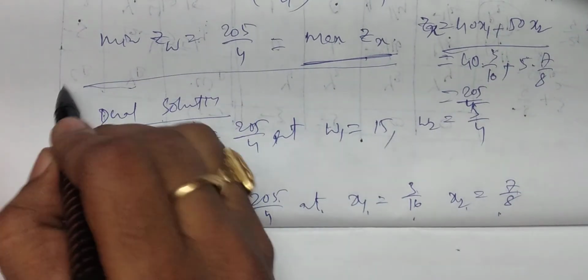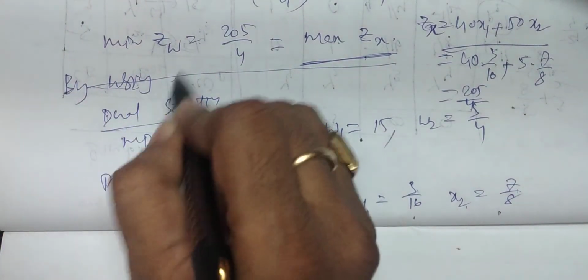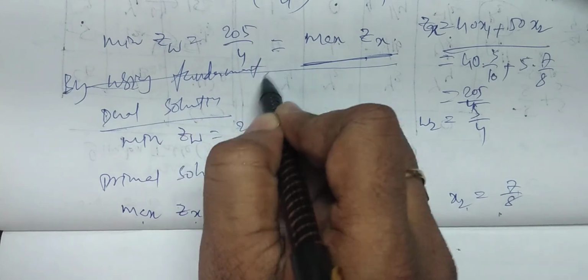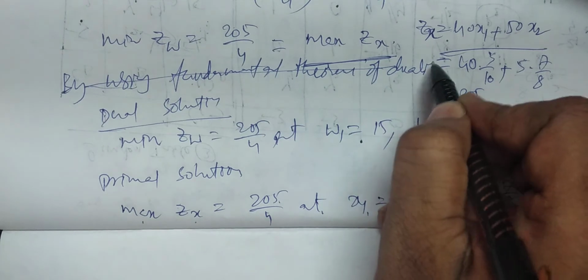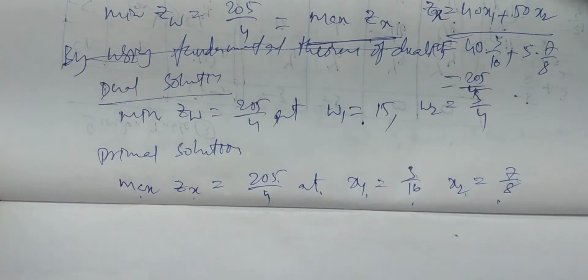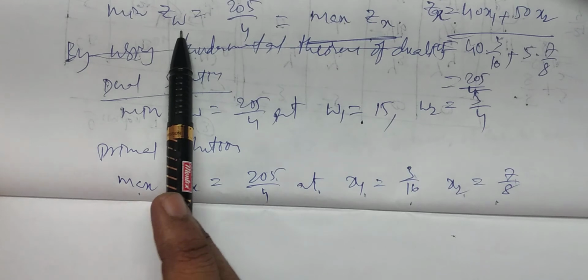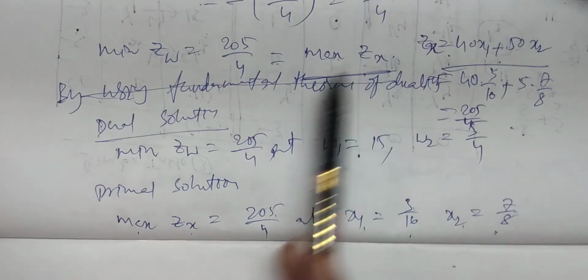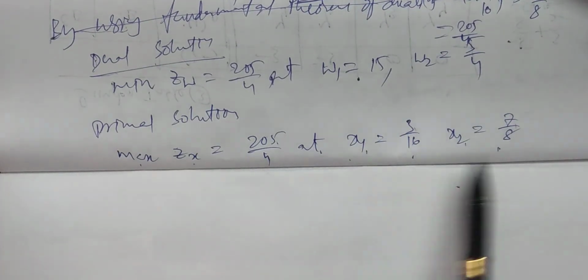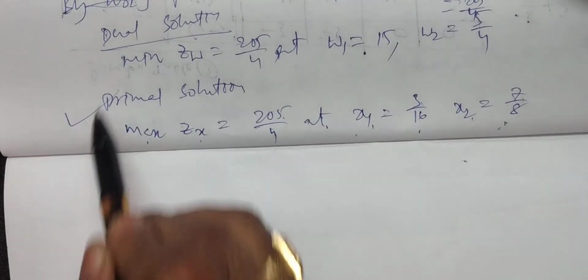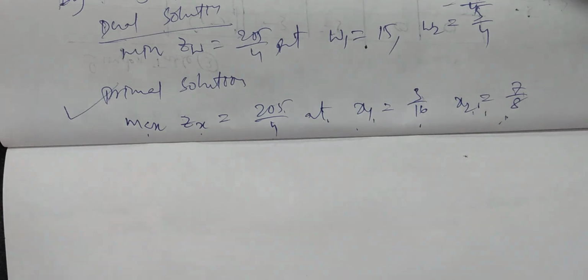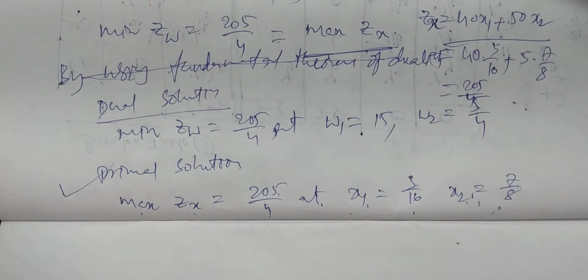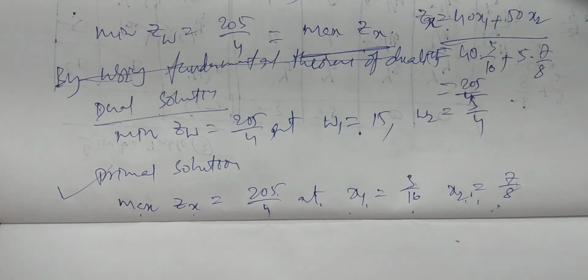You write one thing: by using the fundamental theorem of duality, you have to write all these things. By using the fundamental theorem of duality, minimize Z omega is equal to maximize Zx. That is the first thing. And then omega 1, omega 2, x1, x2, primal solution, dual solution. This is the solution it is required to give to the original given linear programming problem. Hope you understand. This is the solution of the primal given LPP by using duality. Thank you.